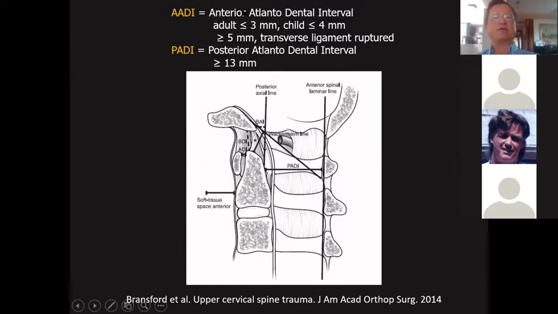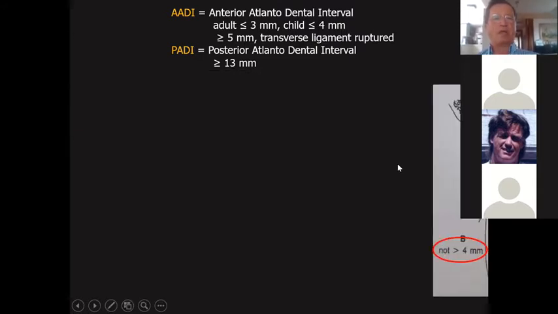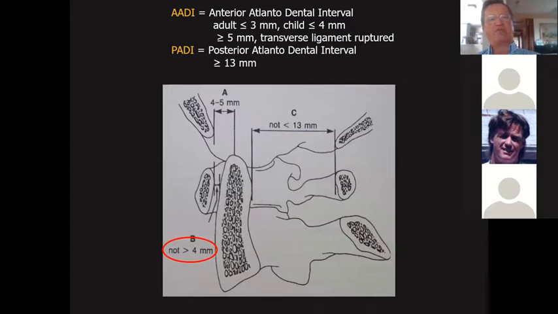It's 3 millimeters or less in adults. In children, it may be 4 millimeters. The other one is the posterior atlantodental interval. It must be more than 13 millimeters. If these are the measurements, this is the anterior atlantodental interval. This is the posterior atlantodental interval.